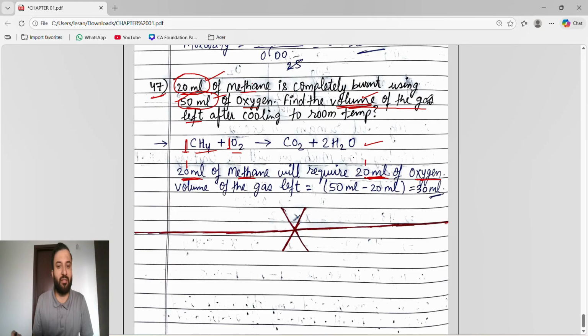So what is the volume of gas left out? The total is 50. 50 minus 20 is being used, so 50 minus 20 is 30 ml that is being left out. That's it. Because 20 ml of methane is completely burning, methane is not remaining. The oxygen gas is remaining here. That's it. So guys, these questions, if you do them for the examination, you will get from these types of questions only. Nothing outside, nothing extra.